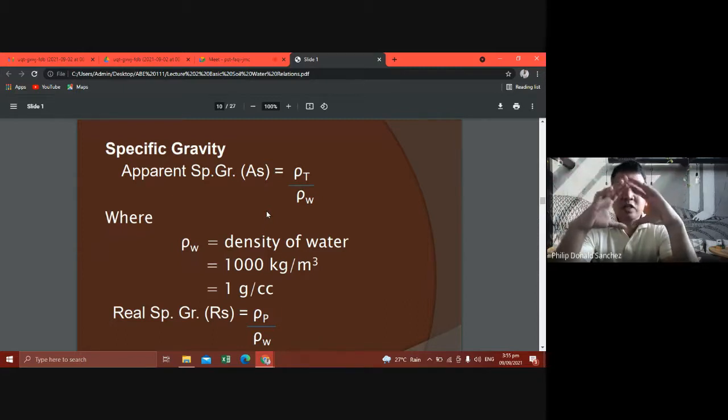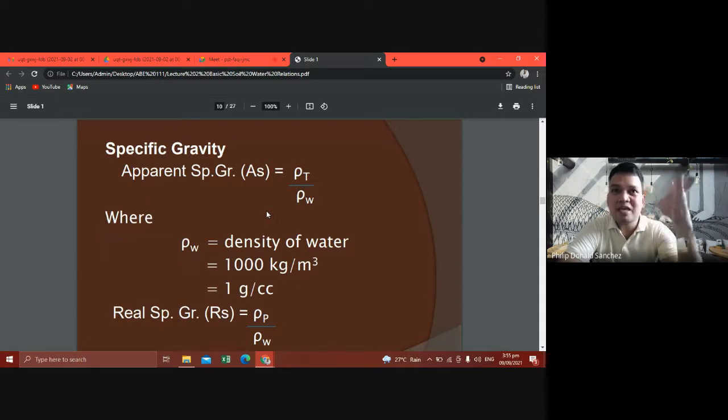Real specific gravity is the true specific gravity, because somehow, for example, soil as a whole is not just particles; it has organic matter and void spaces that contain air. So you can only use it as real when you are using the soil particle itself, the sand. So it becomes real specific gravity: the density of the true soil particle divided by the density of water.